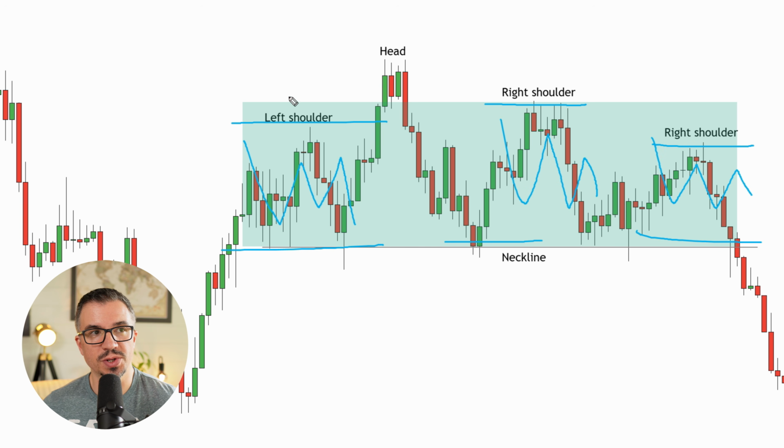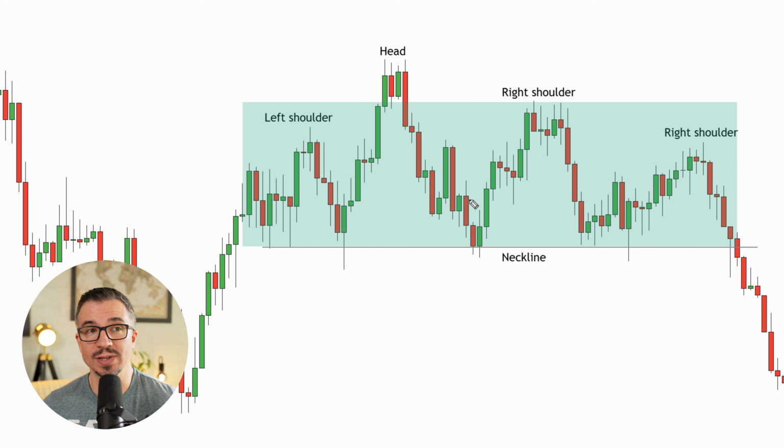Now, this right shoulder is a little bit higher than the left shoulder, and that's okay. Again, they are imperfect, okay? But for the most part, they are on the same horizontal plane, and that's what we want to look for.